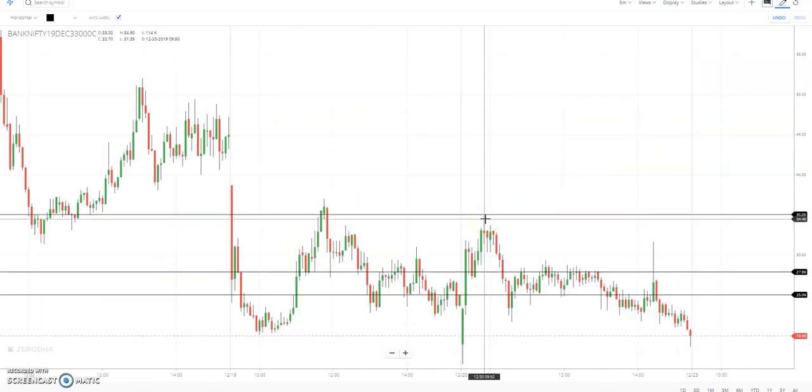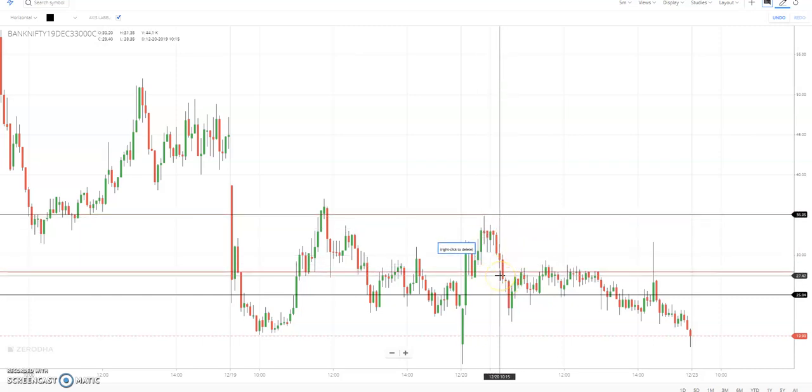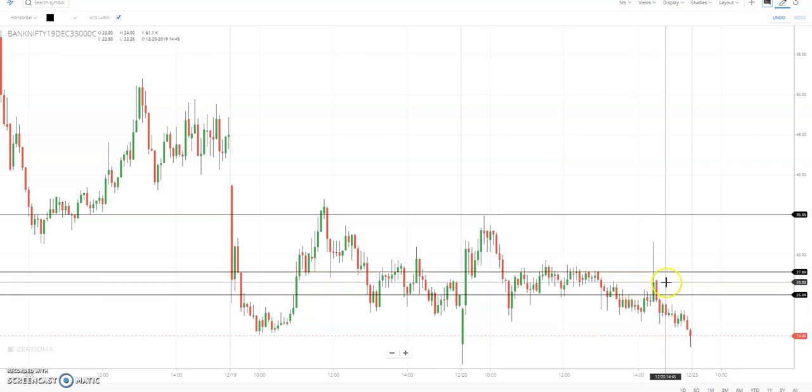So 35 is the high. It didn't achieve our target, and here our trailing stop loss, or the cost price stop loss, got triggered. It is as simple as that. Again, it closed about 28 here. Then it triggered the stop loss. So two times I get stopped out.